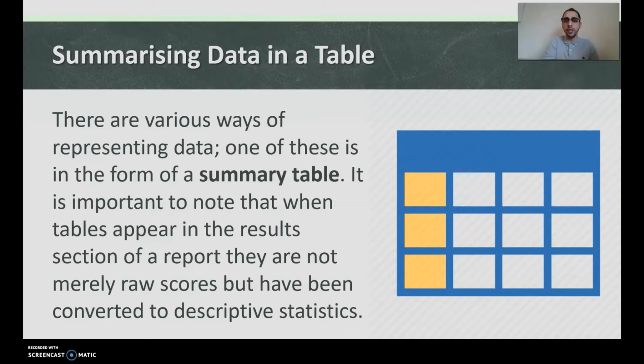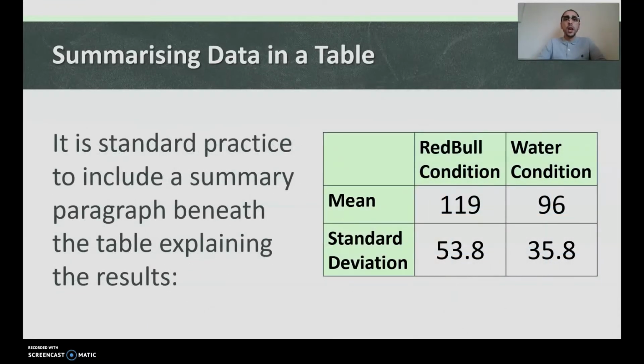Oh, we found an average of this person in this condition did this, and a mean of this person in this condition did this. Okay? So, it is standard practice to include a summary paragraph beneath the table explaining the results. There isn't one for this one though. So, for example, we might find the mean number of words somebody said in our Red Bull condition. So if we were to test how talkative people were, depending on whether they were put in a condition with Red Bull or whether they were given water to drink in a 5-minute period, we might find the mean number of words was 119 in the Red Bull condition versus 96 in a water condition, and the standard deviation was 58.3 versus 35.8.